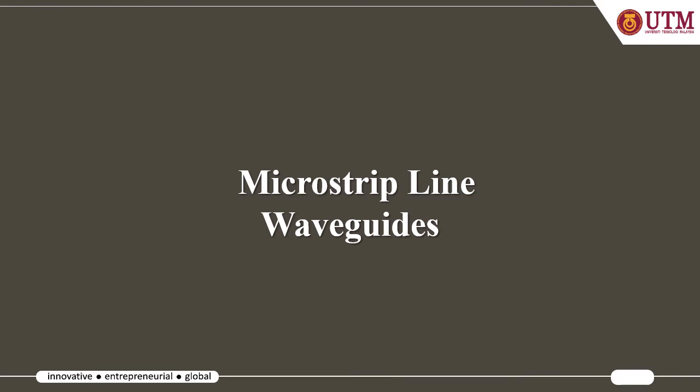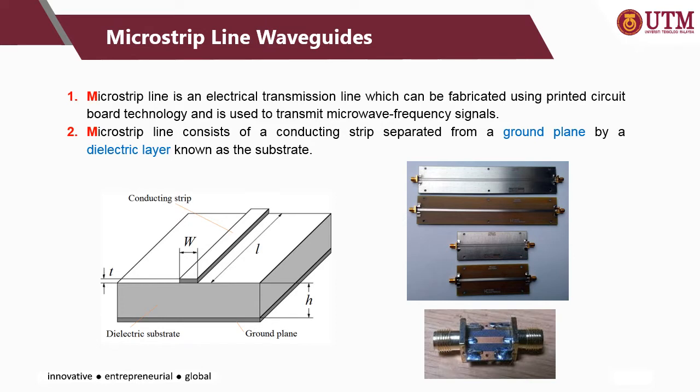The first one is the microstrip line. Basically, the planar transmission line is part of the waveguide, but since it is printed on the substrate layer, it is called a microstrip line or microstrip transmission line. The microstrip line is an electrical transmission line that can be fabricated using a printed circuit board, and it is used to transmit microwave frequency signals.